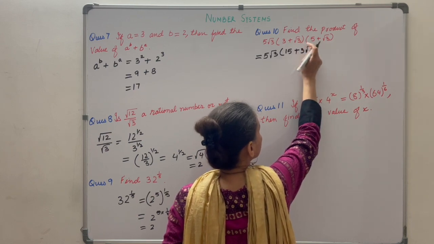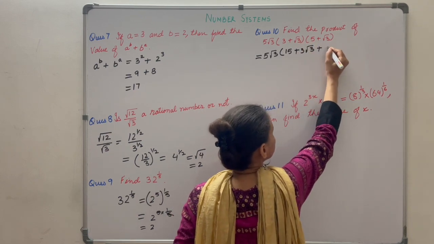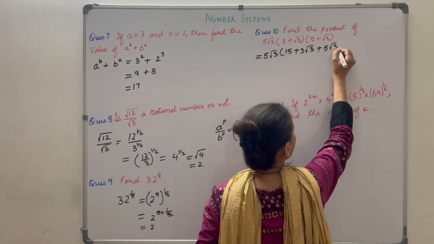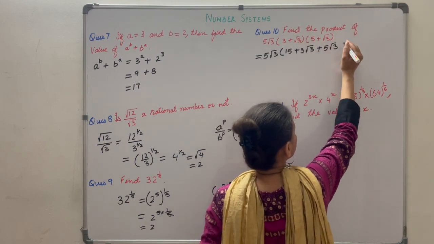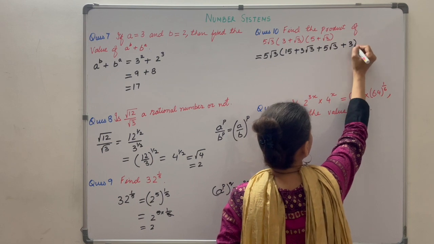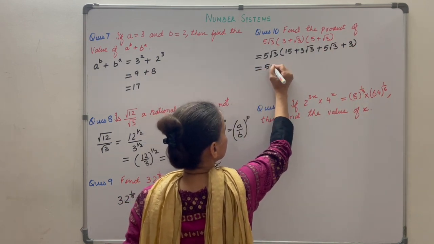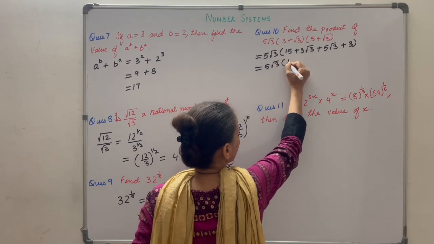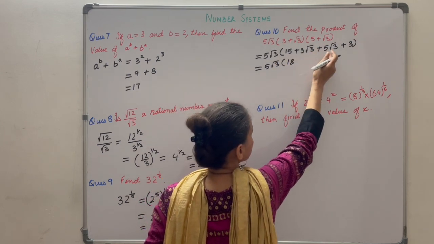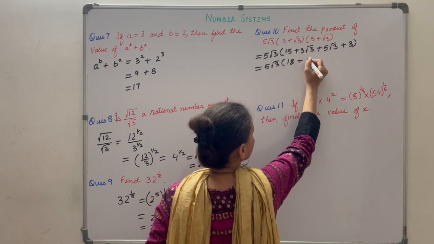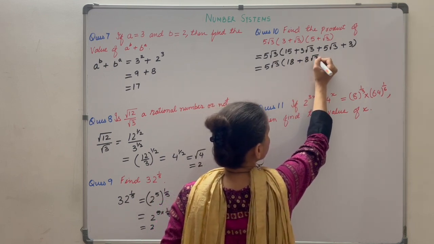Then you will multiply root 3 to 5. So you will get 5 root 3. And then you will multiply root 3 into root 3, so you will get 3. So 15 plus 3, you will get 18. So let us write it down. So you have 18. 3 root 3 plus 5 root 3, you will get 8 root 3.